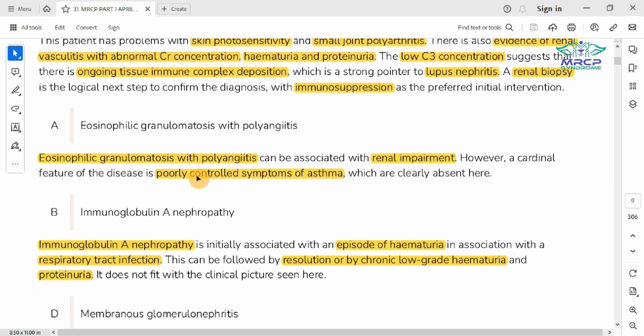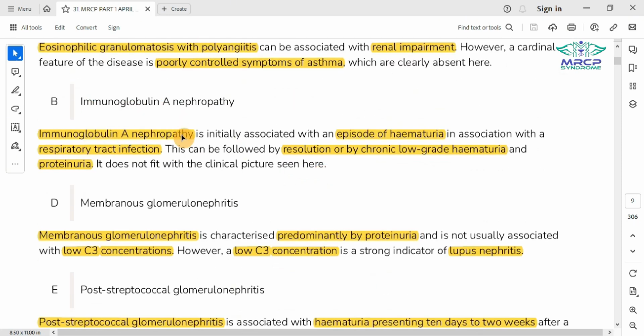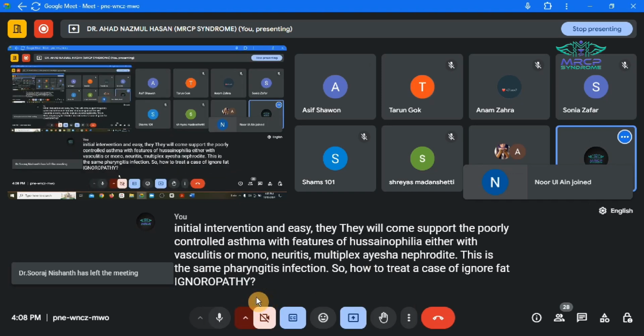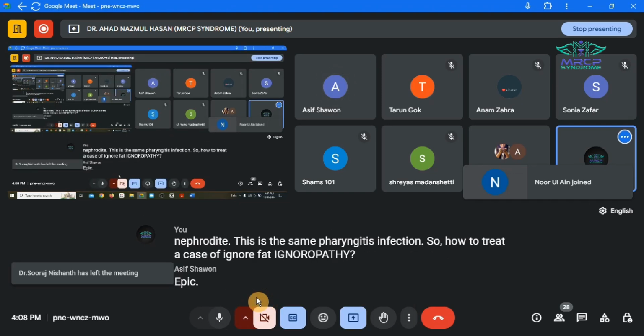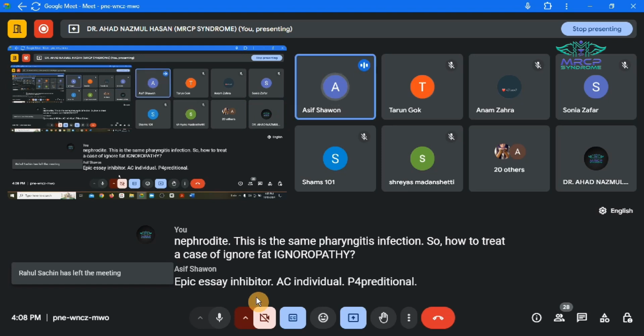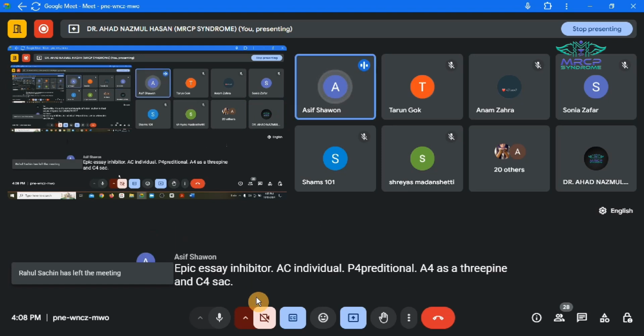And EGPA, they will come up with poorly controlled asthma with features of eosinophilia, either with vasculitis or mononeuritis multiplex. IgA nephropathy, this is the synpharyngitic infection. So how do we treat a case of IgA nephropathy? APEC: ACE inhibitor, P for prednisone, A for azathioprine, and C for cyclophosphamide.